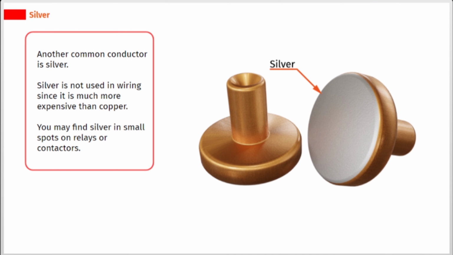Another common conductor is silver. Silver is not used in wiring since it is much more expensive than copper. You may find silver in small spots on relays or contactors.